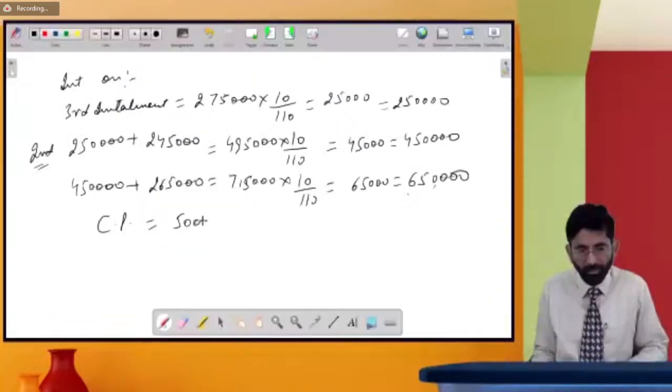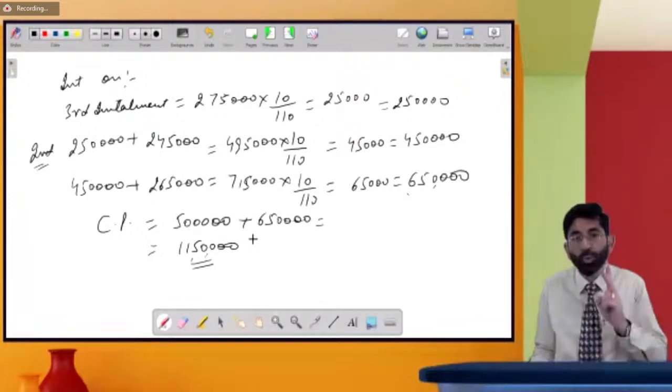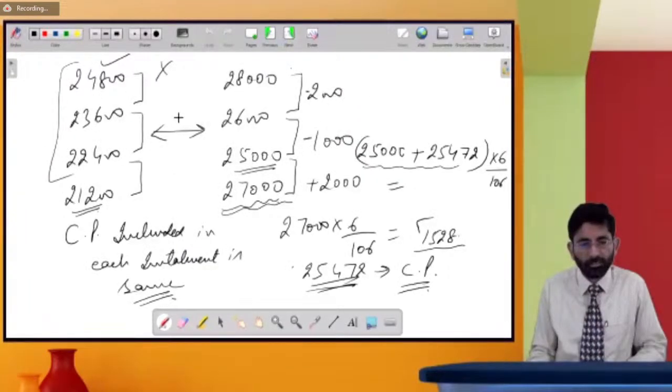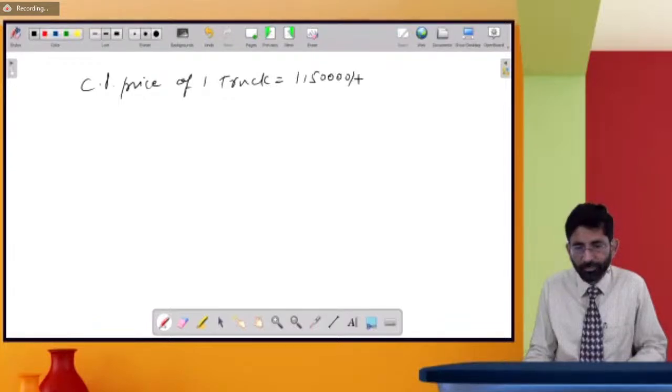5 lakh plus 6 lakh 50,000. So total price is 11 lakh 50,000. This is for two trucks. So CP price of one truck: 11 lakh 50,000 divided by 2 is 5 lakh 75,000. So this is the CP price of one truck.